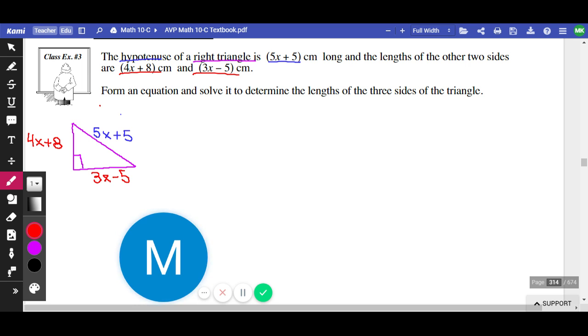Pythagorean Theorem is a squared, which is this guy, plus b squared, which is this guy, equals c squared, which is the hypotenuse. So let's build that equation. 4x plus 8 squared plus 3x minus 5 squared equals 5x plus 5 squared. Fantastic.